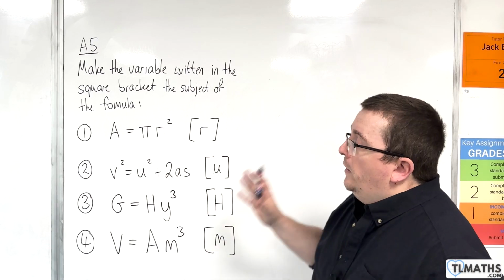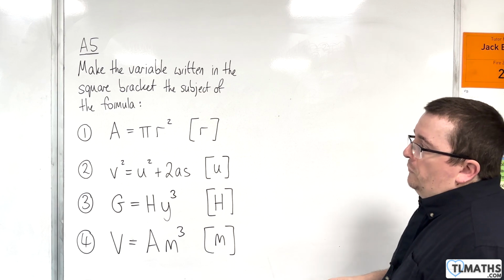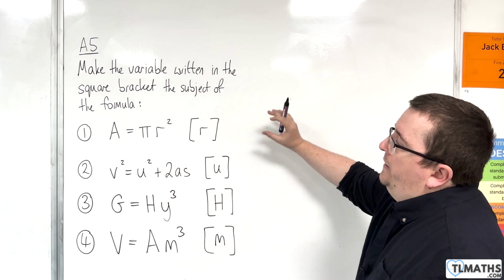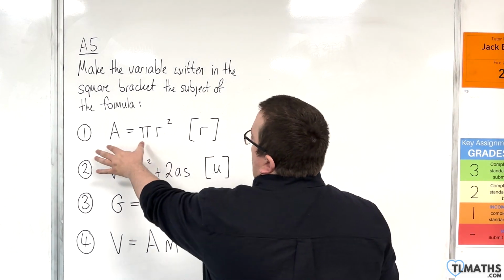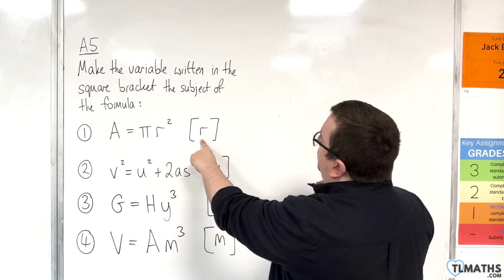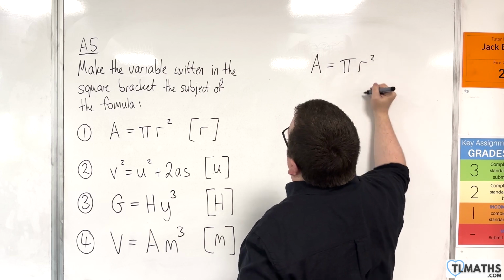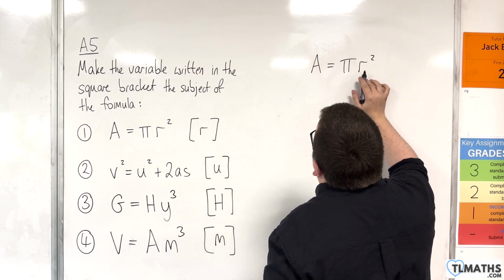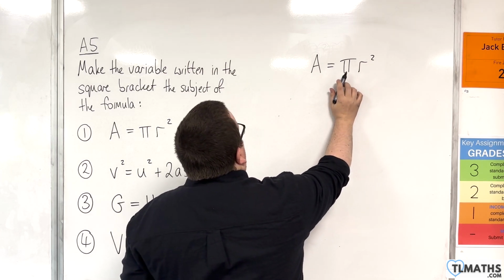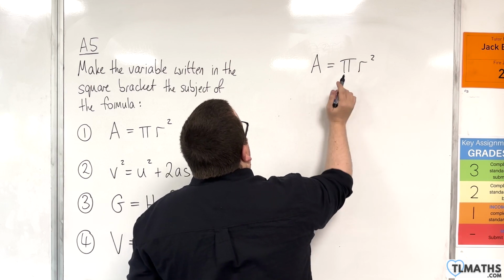So in this video we're going to take a look at some more examples of rearranging formulae, and in our first one we've got A equals pi r squared and we want to make r the subject. So A equals pi r squared. We want to isolate the r, so first of all I'm going to divide by the pi.